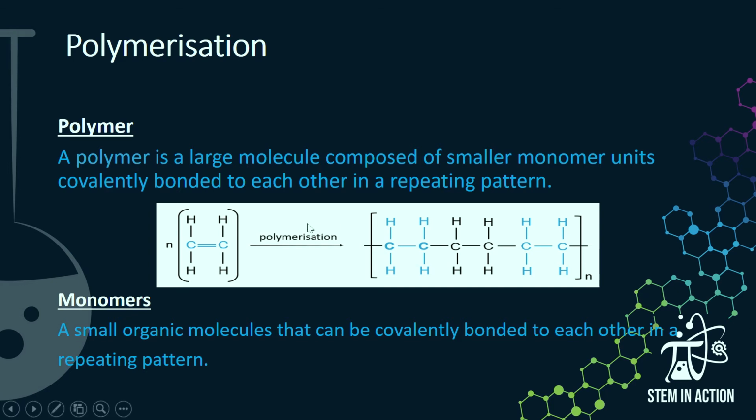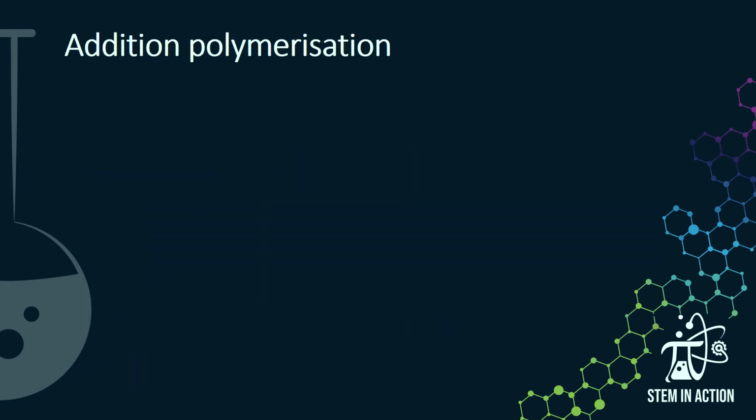What you notice here is that this is the repeating unit, right? The C-C bond, that's the repeat unit, is repeating itself here, here, and here again. So when you are given the structure of a polymer, you should be able to identify which unit is repeating itself in that polymer. And that repeat unit will give you what the starting monomer was. So a monomer is simply a small organic molecule that can be covalently bonded to each other in a repeat pattern. We're going to focus more firstly on addition polymerization.